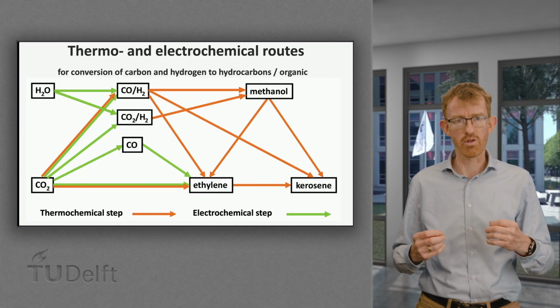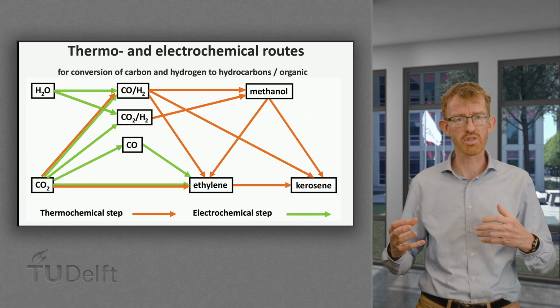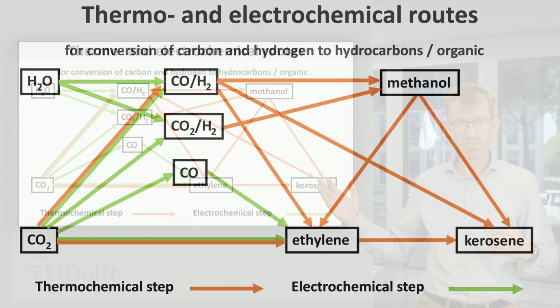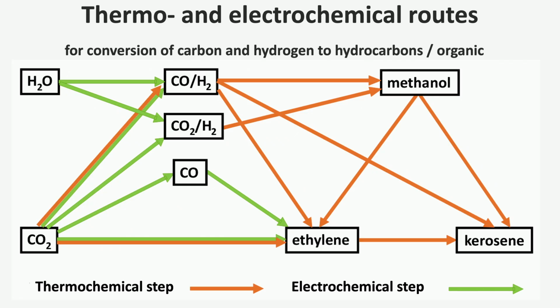When you make a touristic trip along different cities, there are typically several ways you can travel. Likewise, when you want to make certain chemicals, there are typically various routes to achieve this. This is what this slide illustrates. When starting with water and CO2 as building blocks, there are various ways to get useful products such as ethylene, methanol and kerosene. These routes can be partly based on electrochemical steps, which we will treat in the next lecture, and partly based on thermochemical steps. We will now take a more detailed look at those thermochemical steps.